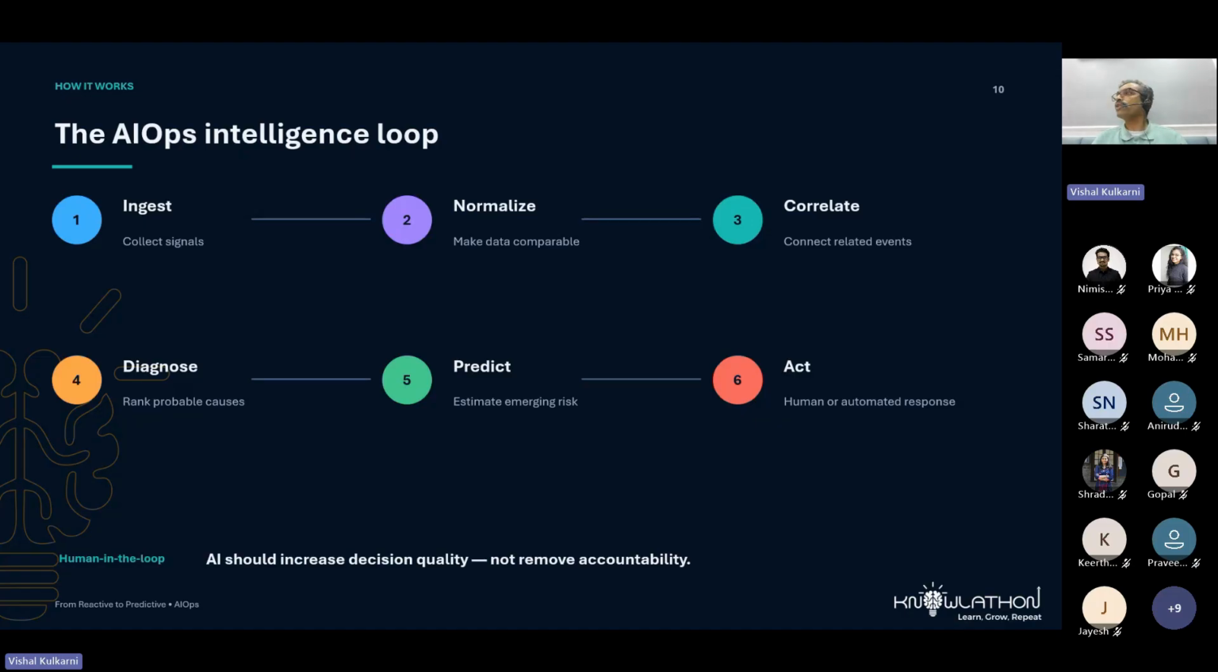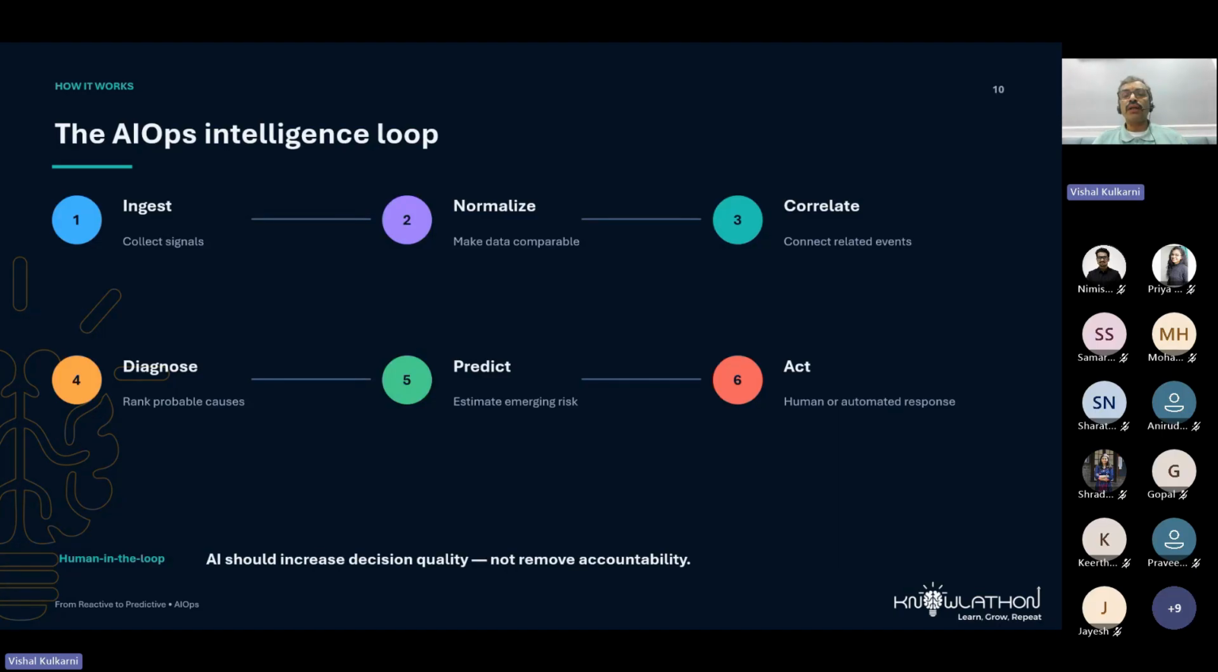There are a lot of rumors in the market wherein people think that with AI coming into the picture, we may lose our jobs. No, it's not the case. The accountability still exists with us, and that's the crux which we really need to understand. And it is all about these AI intelligence loops, which you really need to understand.